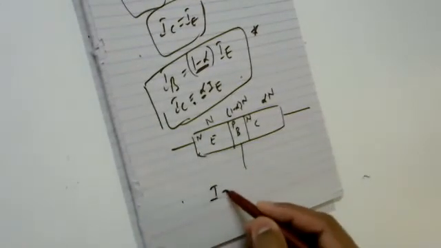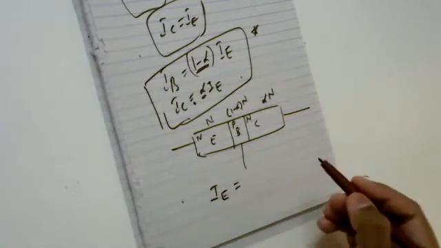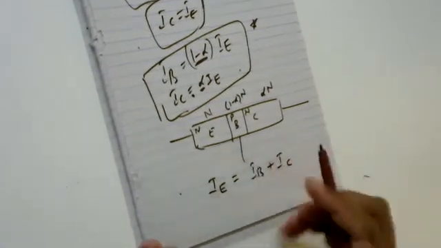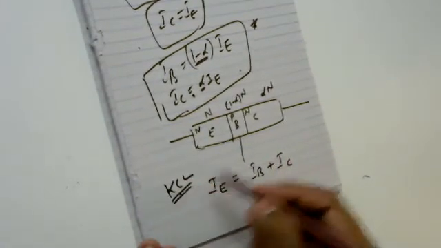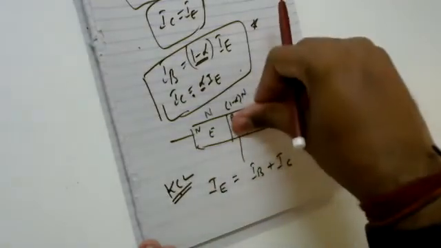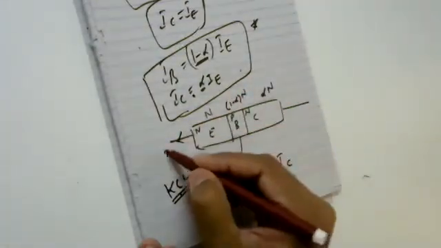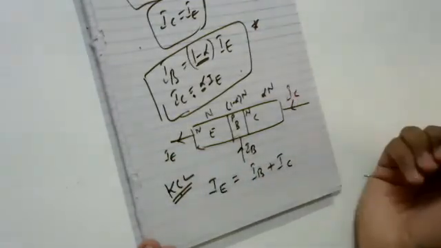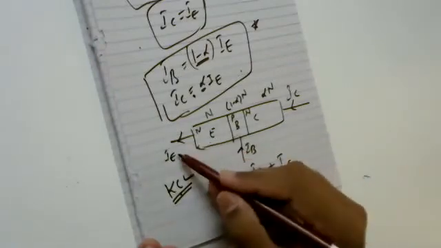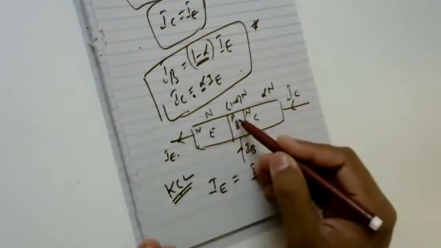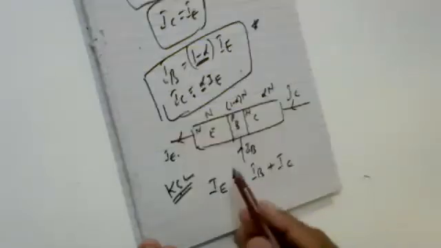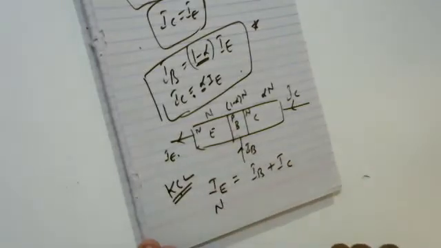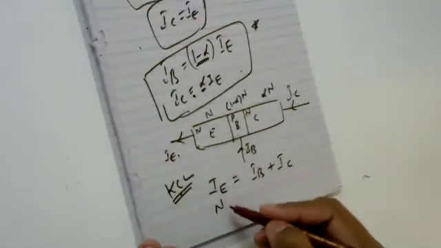Now, what is the equation you have? IE is equal to IB plus IC. I am just employing KCL on this transistor, treating it as a node. So this is my IE, this is my IB, and this is my IC. My IE will be equal to IB plus IC if I apply KCL on this node. Now what is my IE? IE is emitting n number of electrons.